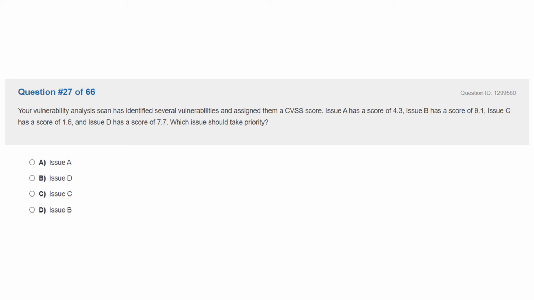Question 27. Your vulnerability analysis scan has identified several vulnerabilities and assigned them a CVSS score. Issue A has a score of 4.3. Issue B has a score of 9.1. Issue C has a score of 1.6. And issue D has a score of 7.7. Which issue should take priority?